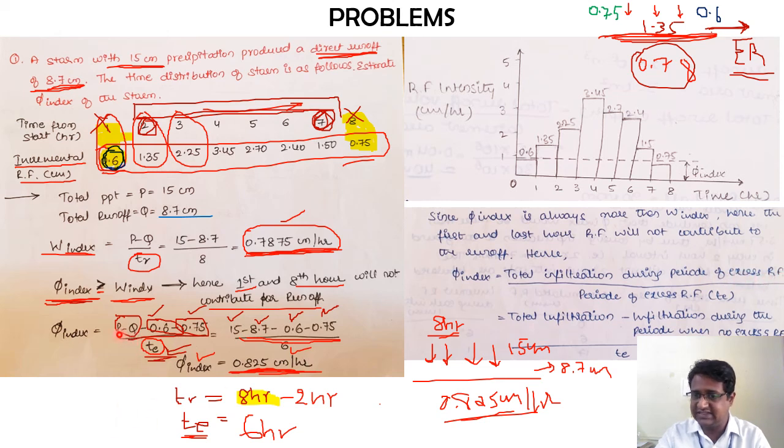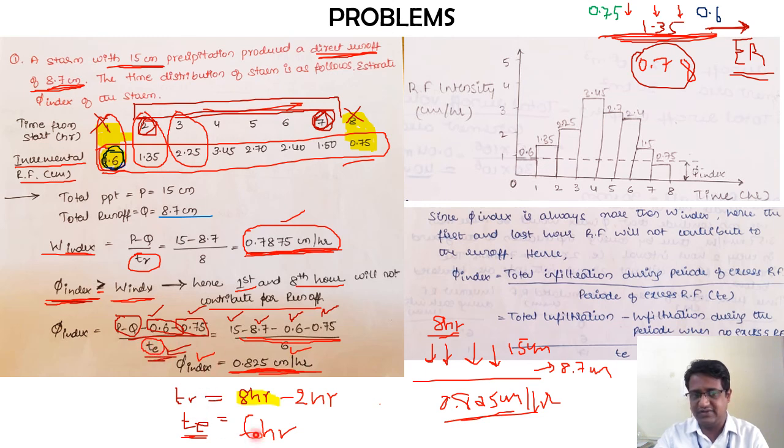So that's why P minus Q is giving you what? The amount of rainfall minus the amount of runoff is giving you the amount of infiltration itself. So the numerator, I'll just read it once again: total infiltration during the period of excess rainfall. So what is this period of excess rainfall? It is nothing but the difference between the rainfall and the runoff. We know the first and the 8th hour are not generating any runoff, which indicates it is not excess rainfall. So that's why P minus Q minus 0.6, that is the first hour, and 0.75, that is the last hour rainfall.